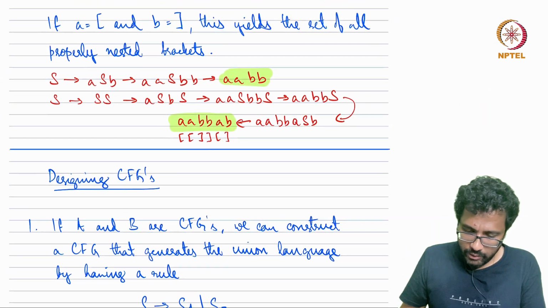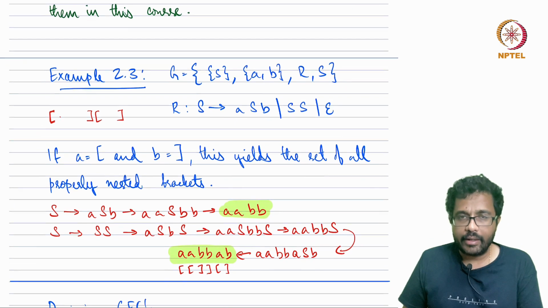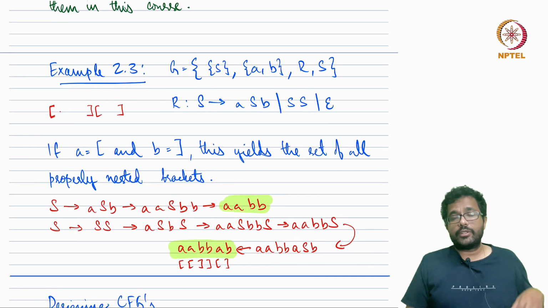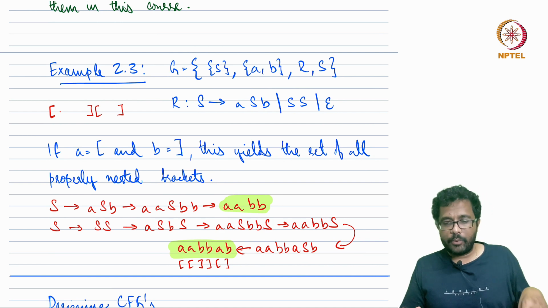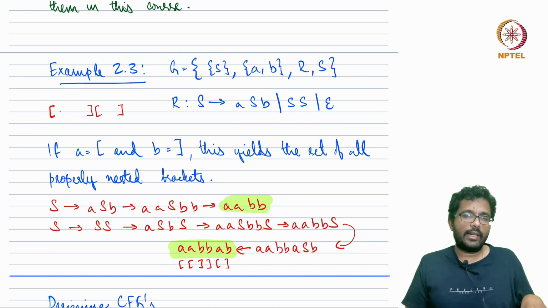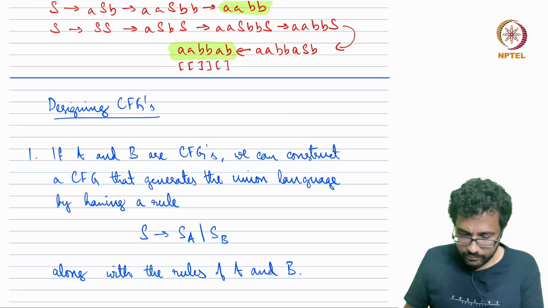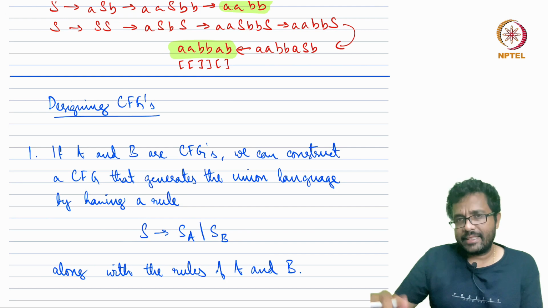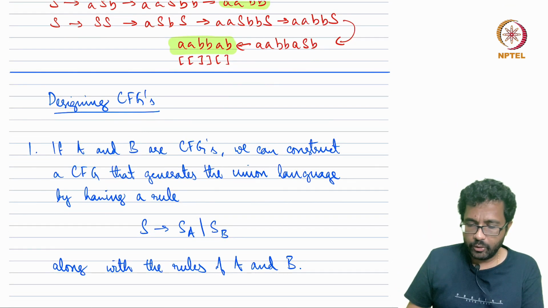So this is yet another example. We already saw 0 power n, 1 power n, which is not a regular language but is a context free language. And now we have the set of all properly nested parentheses, which is not a regular language but is a context free language. Now let us see some simple observations. We have already seen some, but now let us see two more.